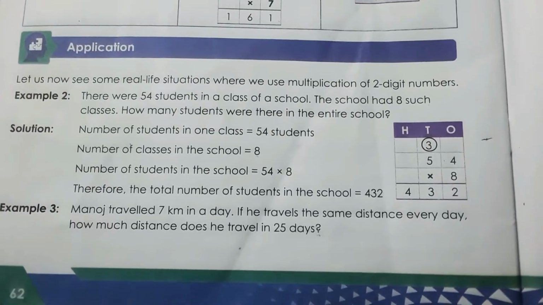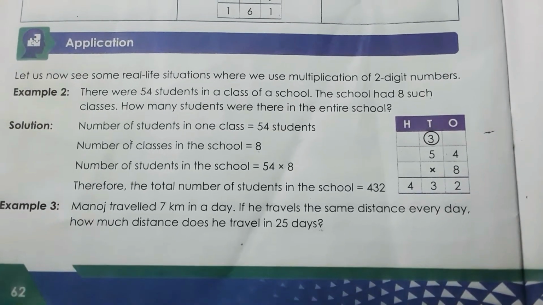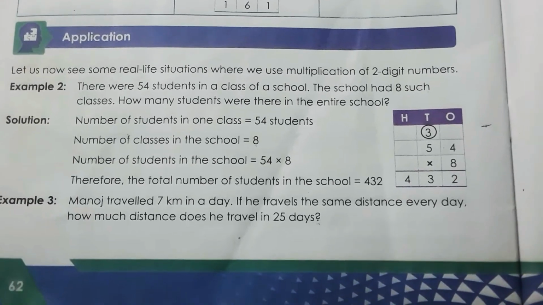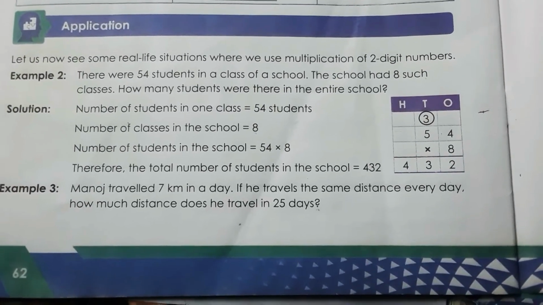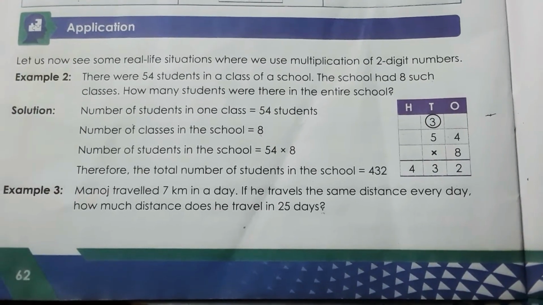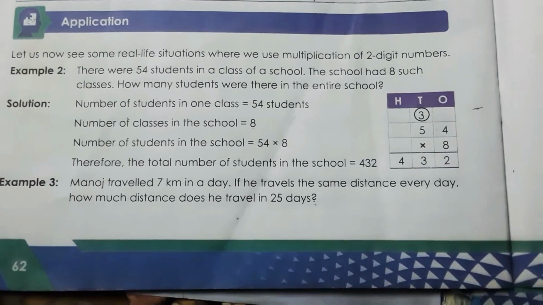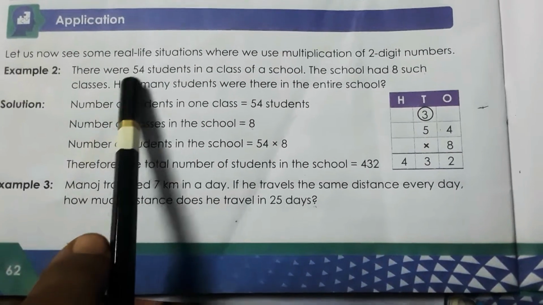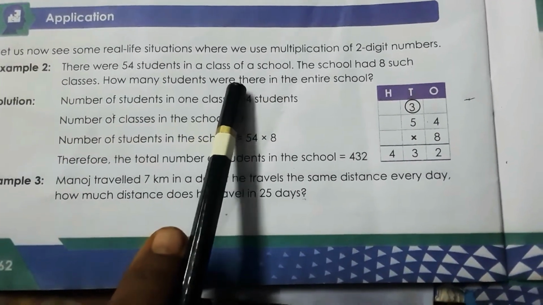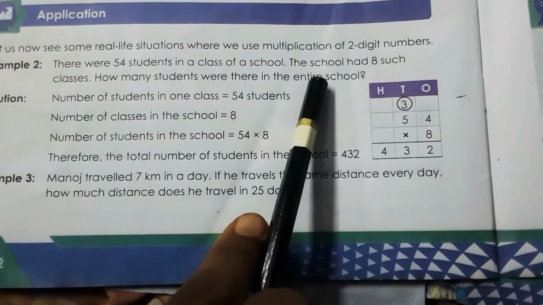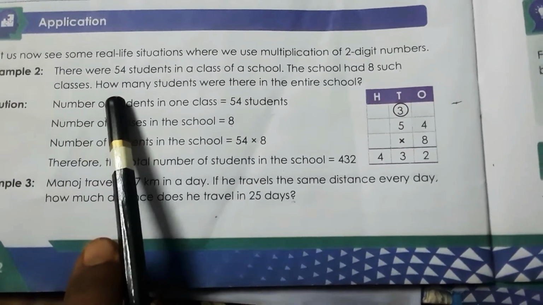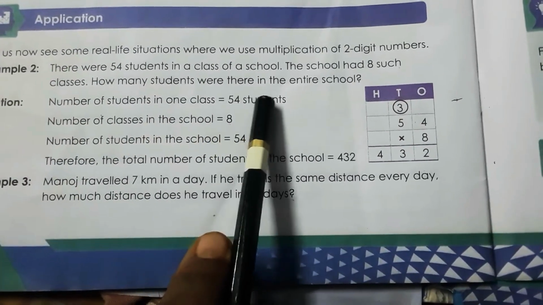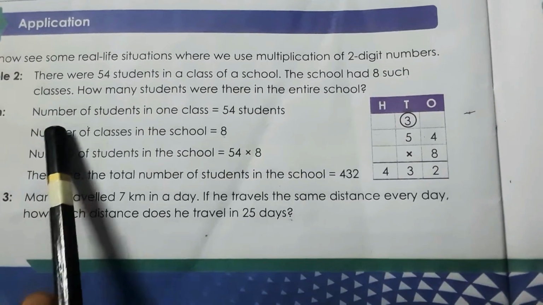Today, we are going to discuss some application level questions based on multiplication of two-digit number by one-digit number. Okay, children? So, let's move to the textual questions. Example question is, there are 54 students in a class of a school. The school had 8 such classes. How many students were there in the entire school?